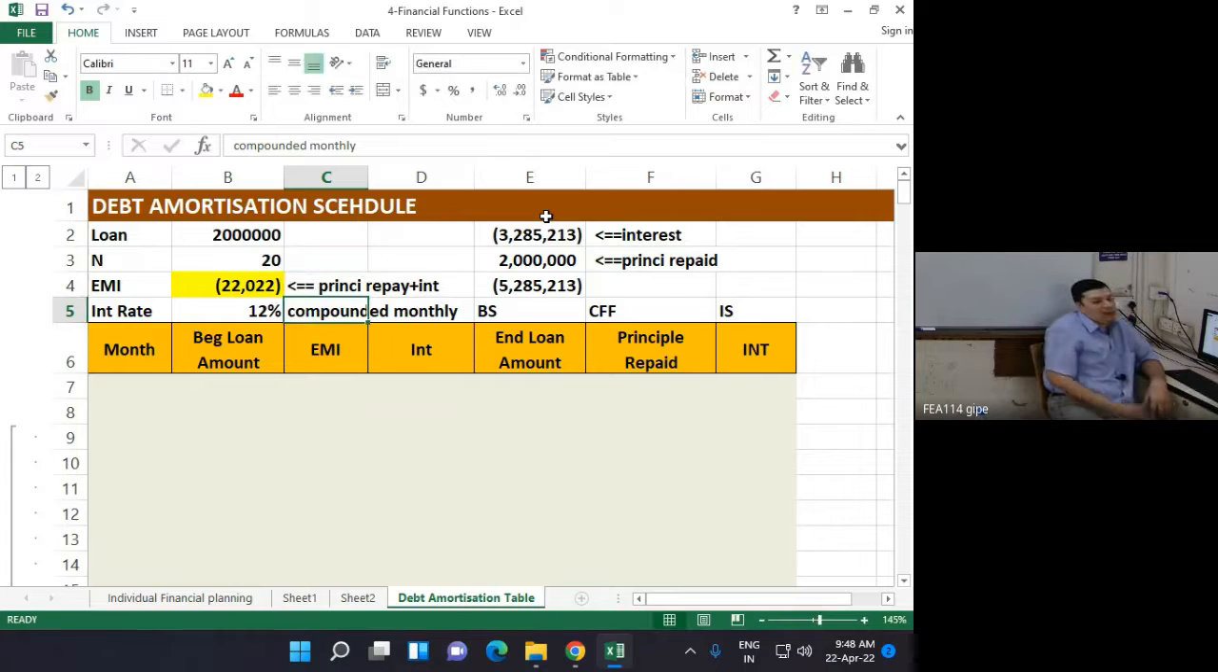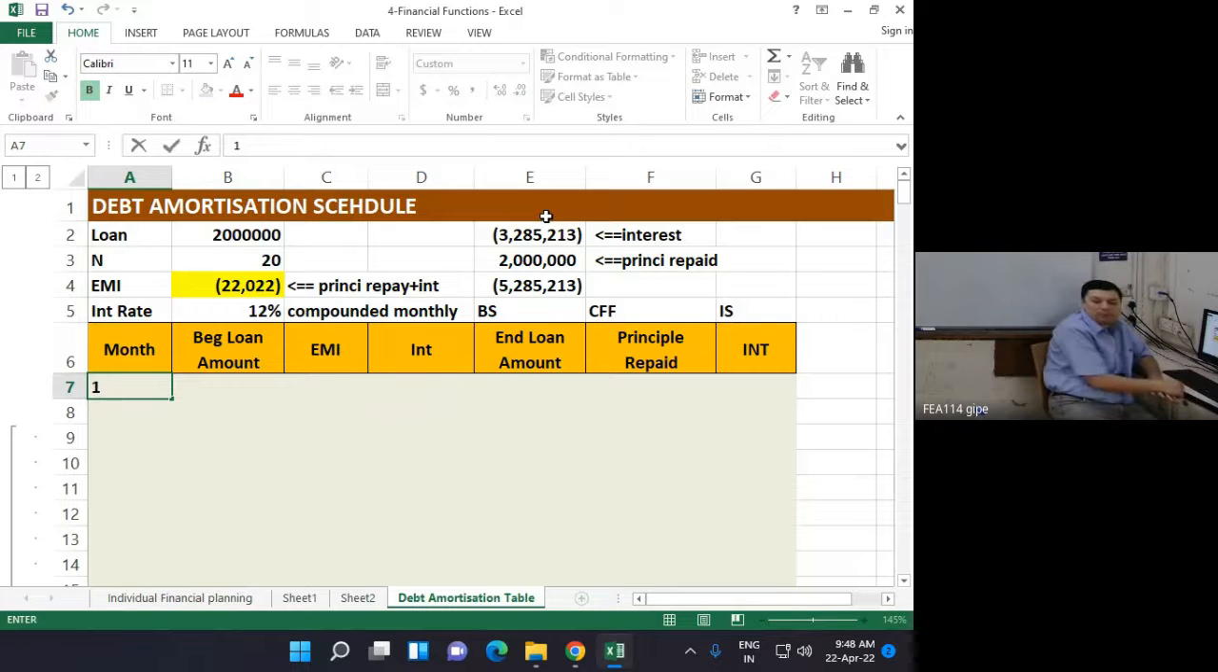Correct? And the amount of principal that is getting repaid, because of that the loan is going to reduce, or other way it's going to amortize. Okay, and that's what the debt amortization schedule tries to show. How is the loan reducing over period of time? That is what we want to find out. So let us make the schedule for 240 months.